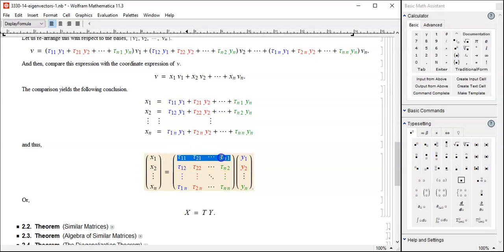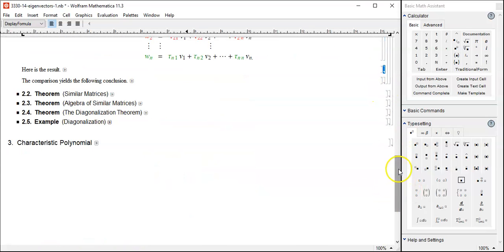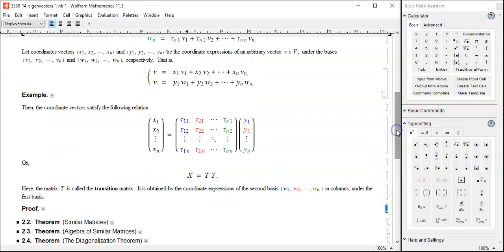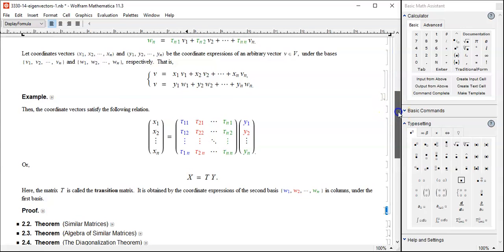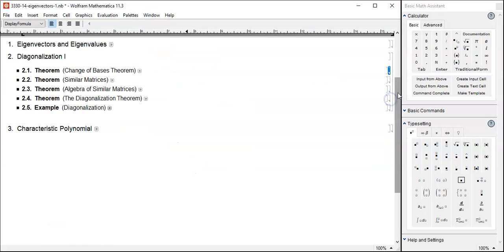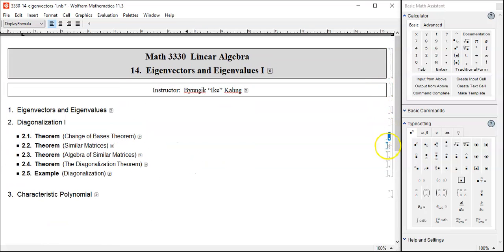x1 is the first row dotted with this column. x2 is the second row dotted with the column, and so on. Color coding will help. Blue goes to blue, red goes to red, and so on. In the end, what do you get? x equals Ty. That's the conclusion that everybody has to remember. As for the proof, if you follow it, great. Even if you don't follow it, there are too many indices, so I'm not going to impose this kind of thing on anybody from scratch.